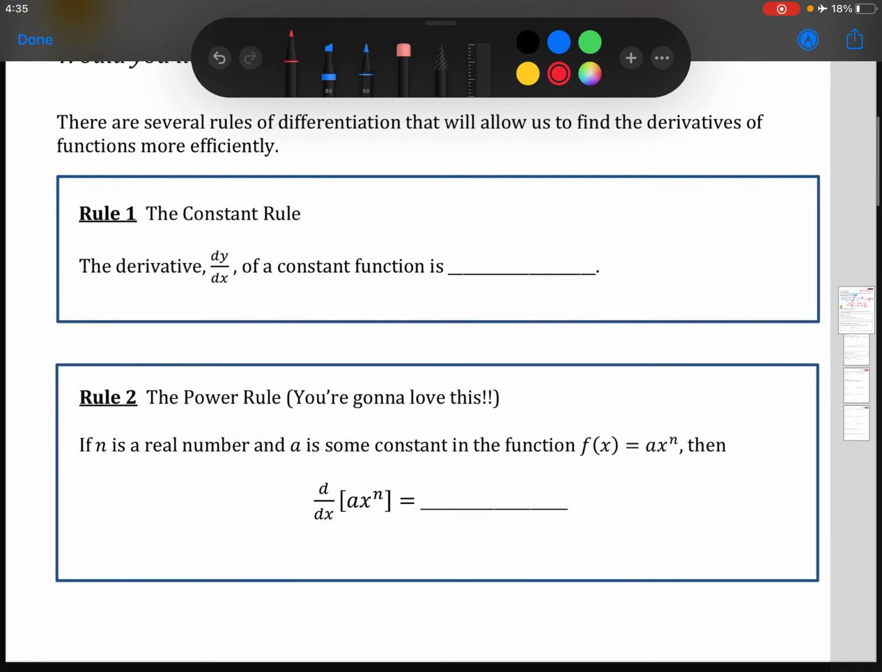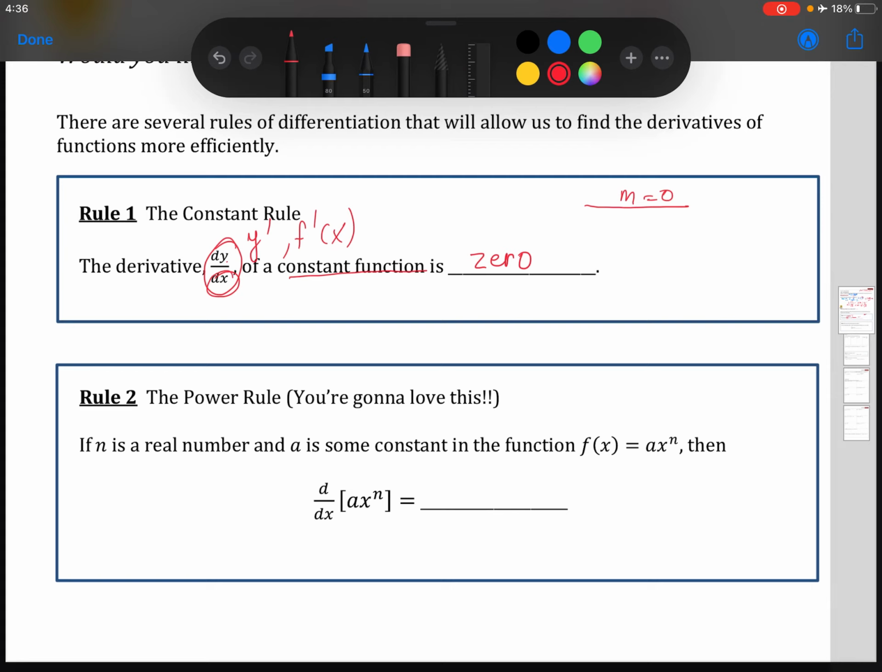So the first rule is the constant rule. We've already discussed the terminology. This is the derivative, y prime. These are the most common ones. You'll see f prime of x. These are the most common ones, dy over dx. This means derivative with respect to x of a constant is always 0. Think about it. Isn't derivative a slope? What's the slope of a horizontal line? Isn't m equal to 0? That's the reason why the derivative of a constant function is 0.